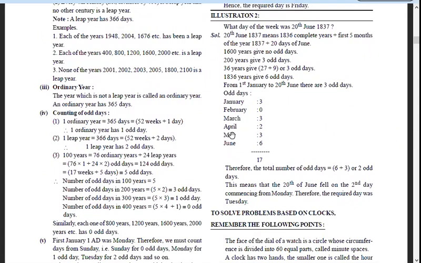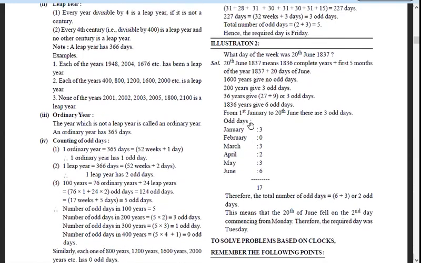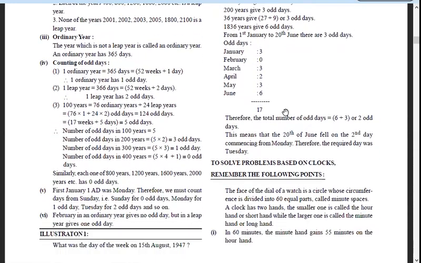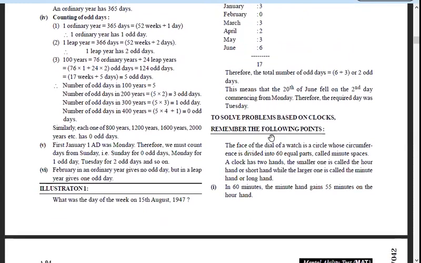Okay, now this is about time. When we talk about the clock, you just have to remember these things. In 60 minutes, the minute hand gains 55 minutes on the hour hand. Because in 60 minutes, the minute hand rotates 360 degrees, but the hour hand just rotates 5 minutes, which is 30 degrees. So remember these concepts.